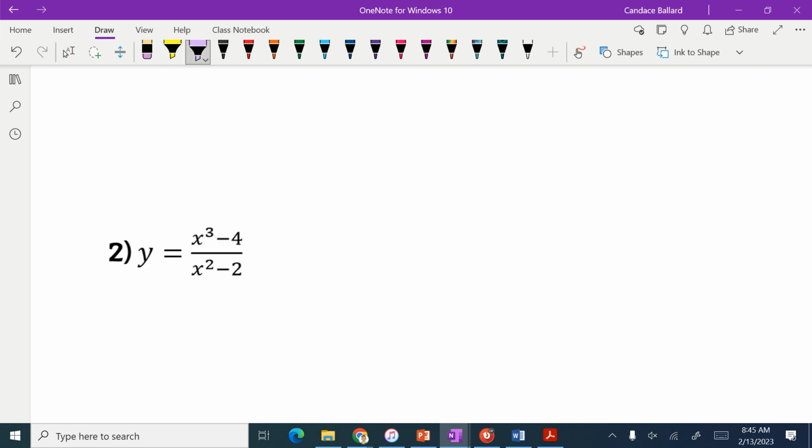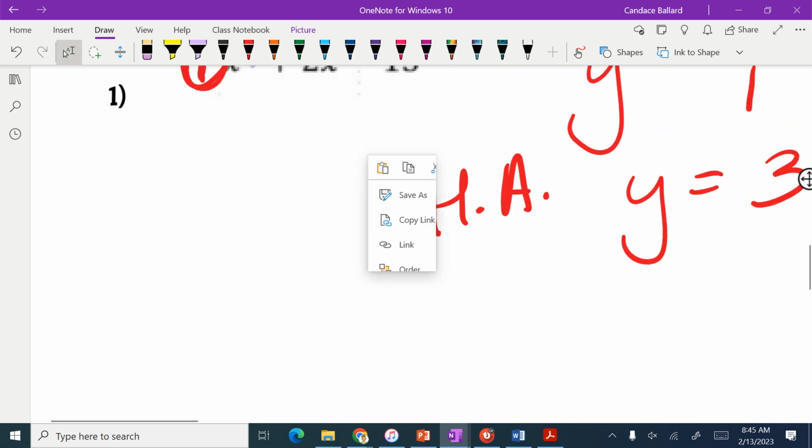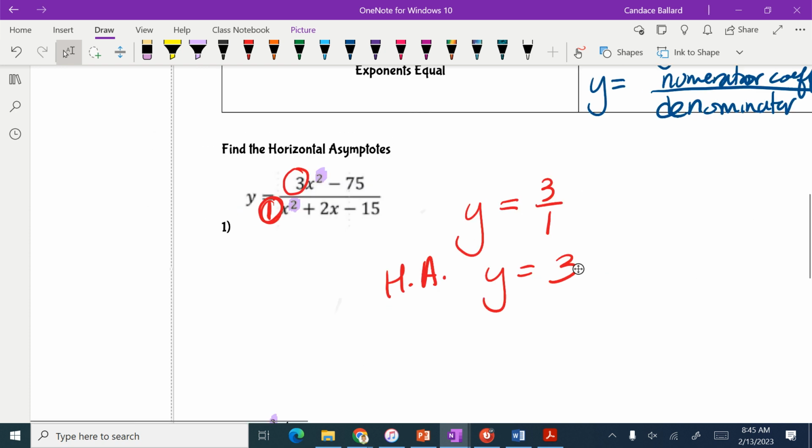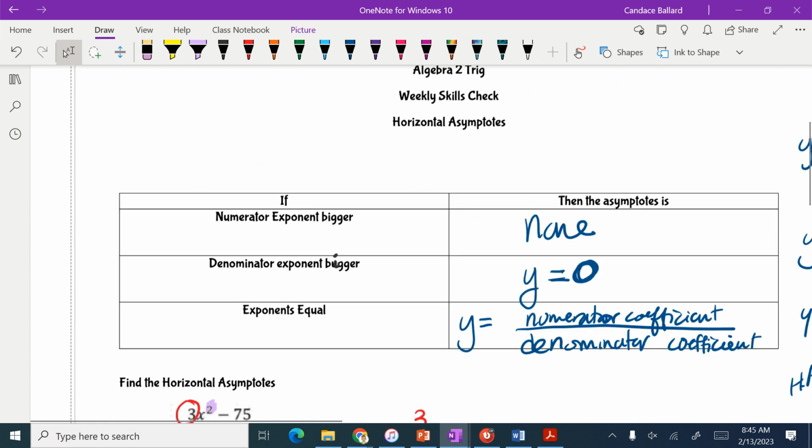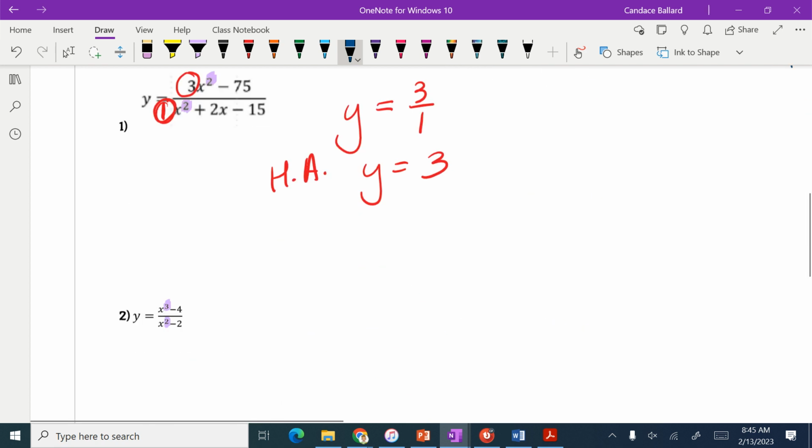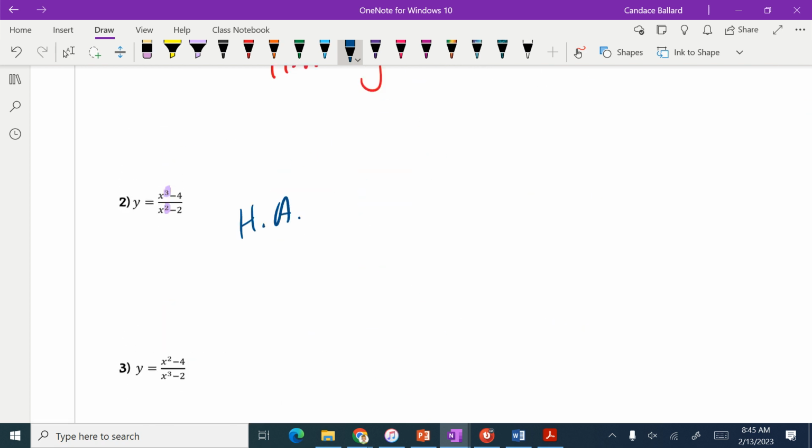All right. What's my highest exponent in the numerator? 3. In the denominator? 2. Which one's bigger, the numerator or the denominator? Numerator bigger. If the numerator is bigger, this is growing faster. And that's how you want to think about it if you don't have it memorized. If this is growing faster on the top, it's going to infinity. If it's growing faster on the bottom, it's going to 0. So in this case, what do we know about the horizontal asymptote? Look back at your table. My numerator is bigger, then there is no horizontal asymptote. So the horizontal asymptote is none on this one.